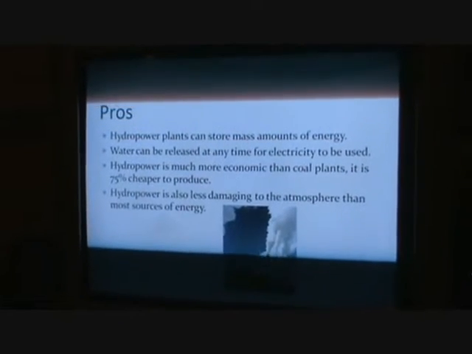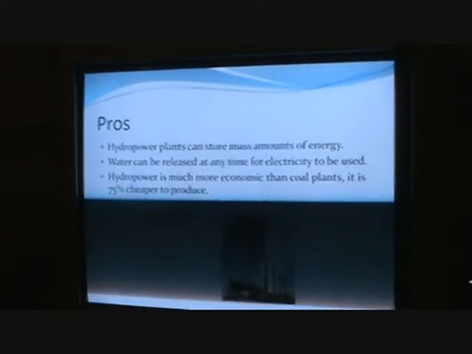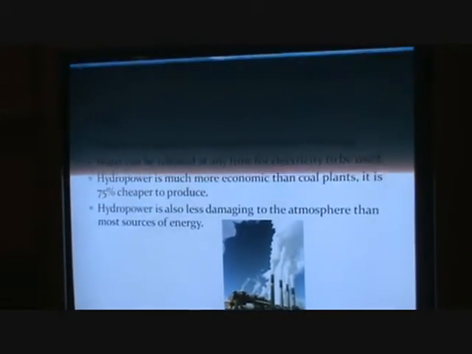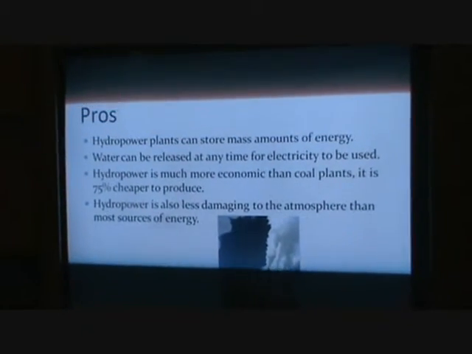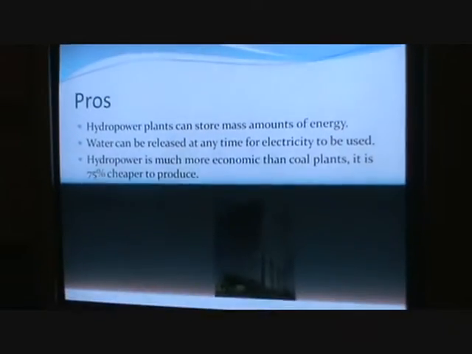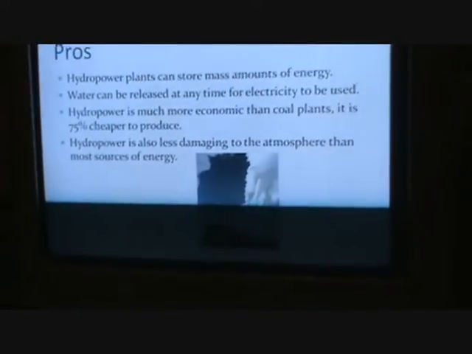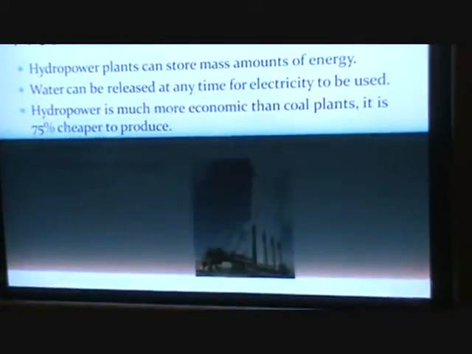Pros. Hydropower plants can store mass amounts of energy. Water can be released at any time for electricity to be used. Hydropower is much more economic than coal plants, and it is also 75% cheaper to produce. Hydropower is also less damaging to the atmosphere than most sources of energy, and here, this is a coal plant, it's releasing harmful smoke into the atmosphere.